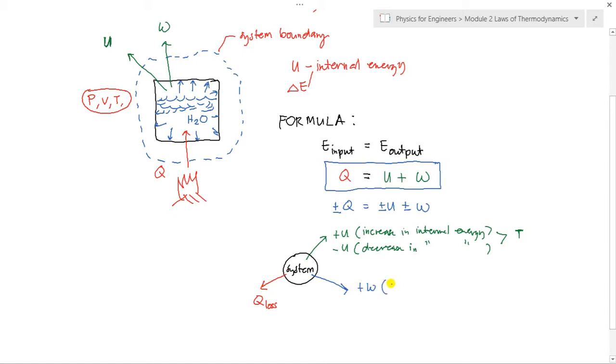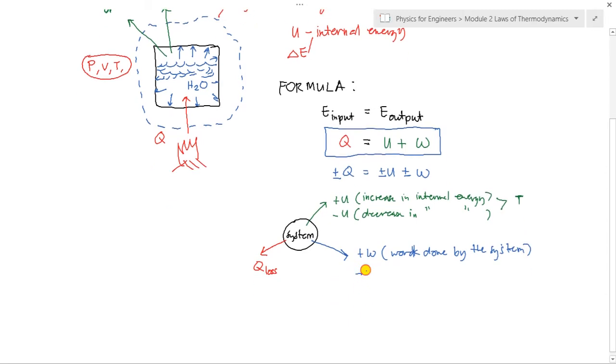So output work means work done by the system or by the fluid, our working substance. And for the negative work, this indicates that the work is done on the system. So meaning that is an input work. This one is an output work. So output work is positive and our input work is negative.